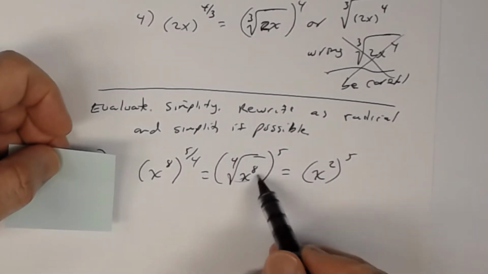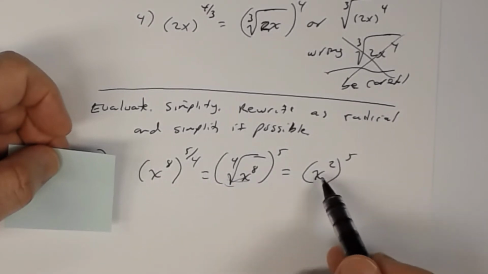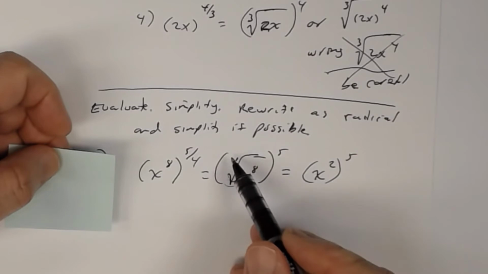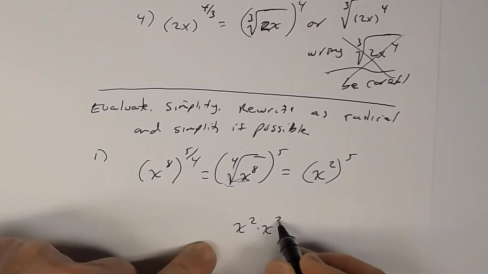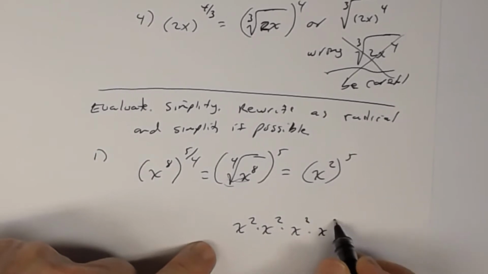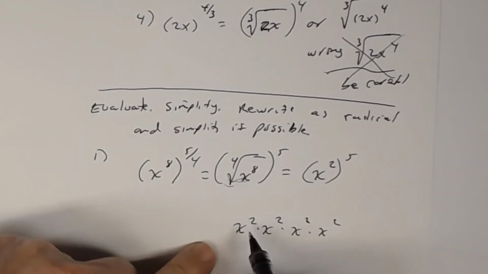You understand from a previous lesson that the fourth root of x to the eighth is x squared, because x squared times itself 4 times is x to the eighth. Remember, x squared times x squared times x squared times x squared: 2 plus 2 plus 2 plus 2 is 8. So when you multiply like bases, you add exponents. Remember the product rule for exponents.